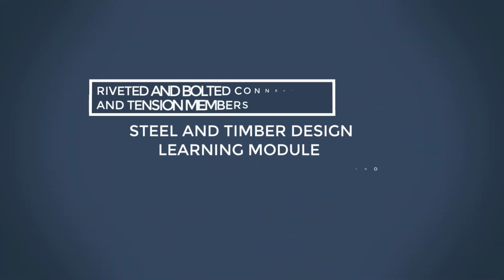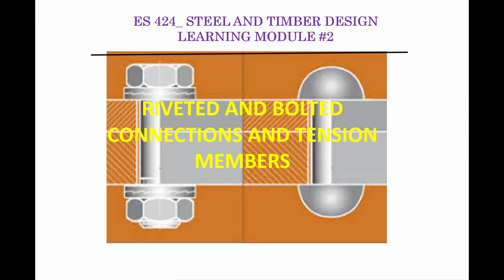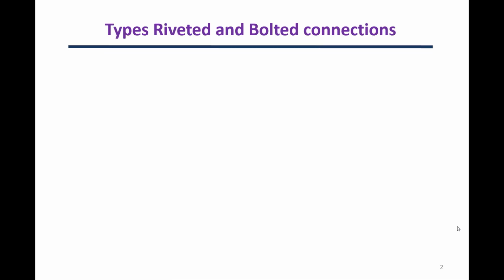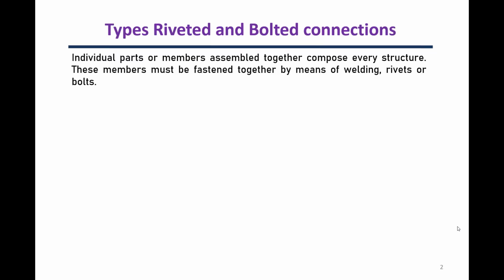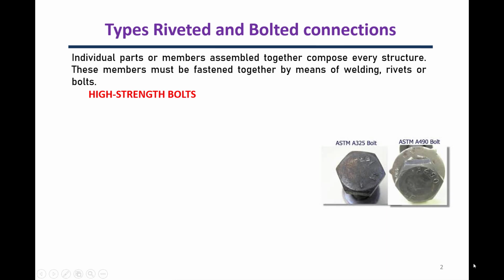Okay, so we're going to discuss another topic, that is riveted and bolted connections and tension members. We have individual parts or members assembled together to compose every structure. These members must be fastened together by means of welding, rivets, or bolts. For the high strength bolts, these are the examples.